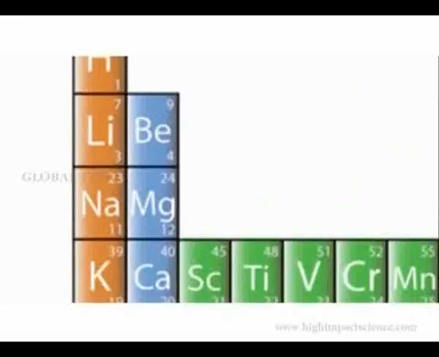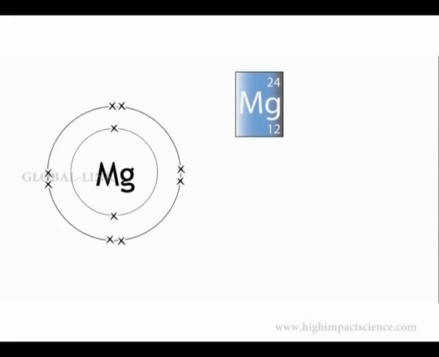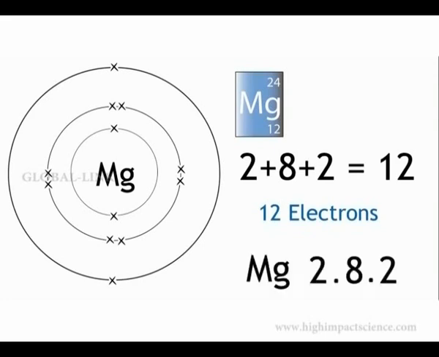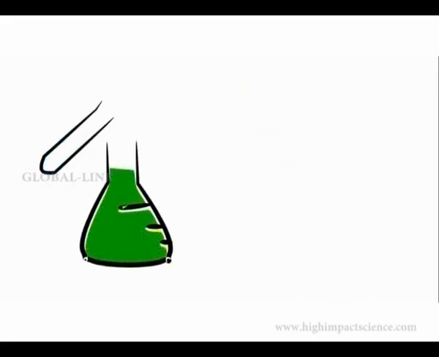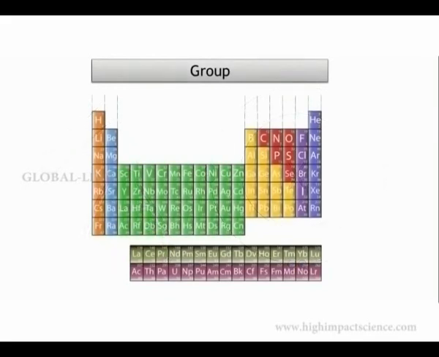Magnesium has 12 protons, therefore it has 12 electrons. The first 2 electrons are in the first shell. The next 8 are placed in the second shell, and the last 2 are placed in the third shell. This is written as Mg 2,8,2. The organization of these energy levels is what gives the elements different reactivities. It forms the basis of arrangement of elements into a periodic table that we'll look at next.